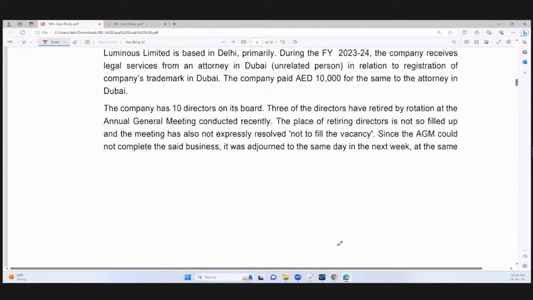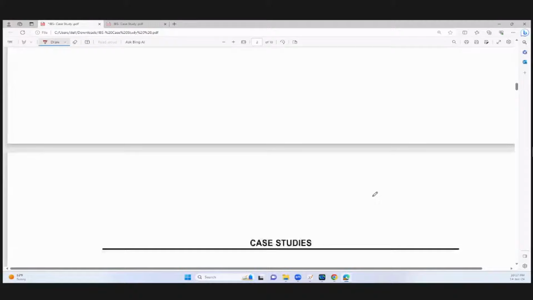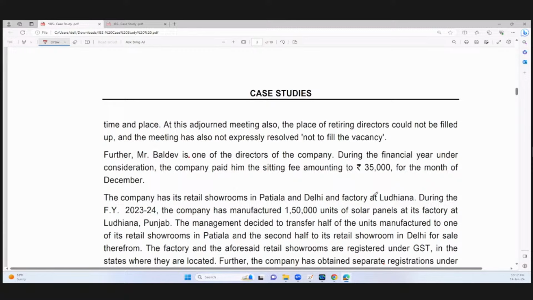3 of the directors have retired by rotation at the annual general meeting conducted recently. The place of retiring directors is not so filled up and the meeting has also not expressly resolved not to fill the vacancy. Since the AGM could not complete the said business, it was adjourned to the same day in the next week at the same time and place. At this adjourned meeting also, the place of retiring directors could not be filled up and the meeting has also not expressly resolved not to fill the vacancy.